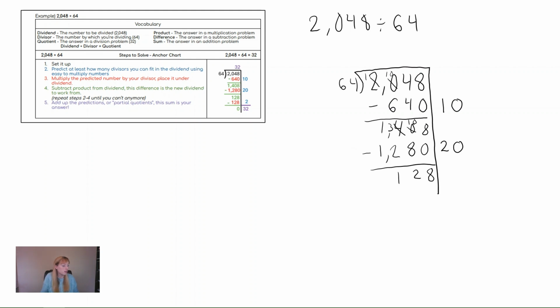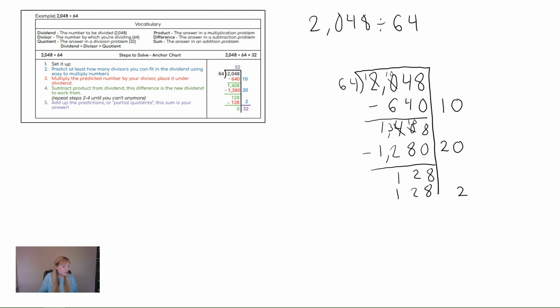Back to step 2. Predict at least how many divisors, 64, I can fit in my dividend, now 128. Now I know exactly how many groups of 64 I can fit. I know it's going to be exactly 2. Notice I'm placing that 2 in the correct place value under the 1s. We've got our 1s and our 10s. So I'm predicting 2. Now step 3, multiply that prediction, 2, by my divisor, 64. 2 times 64, or 64 plus 64, is going to be 128.